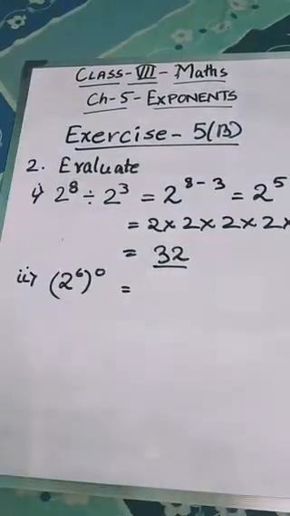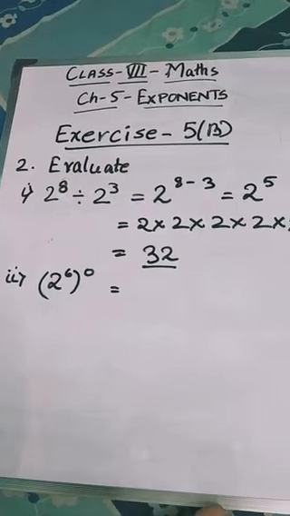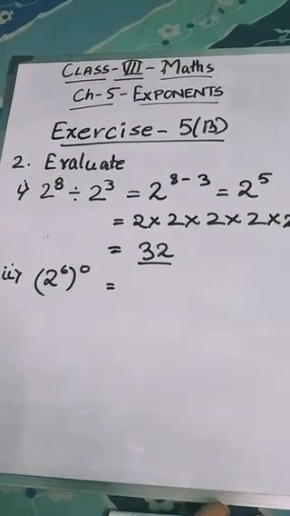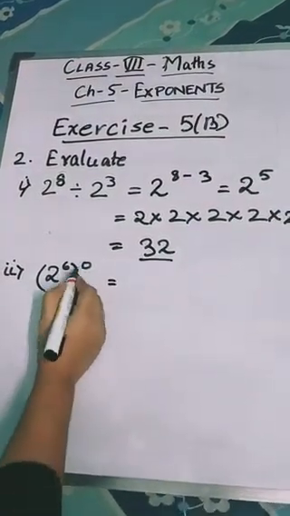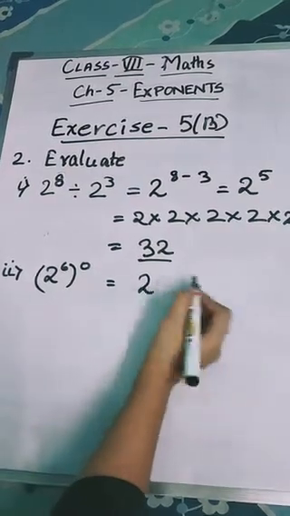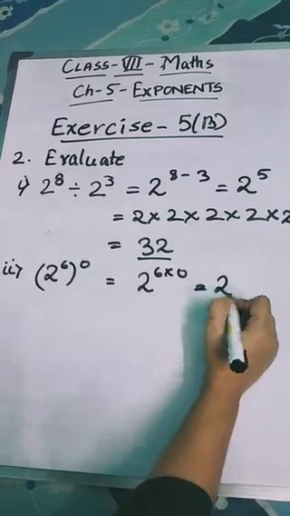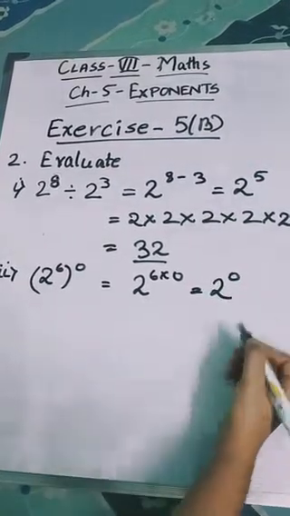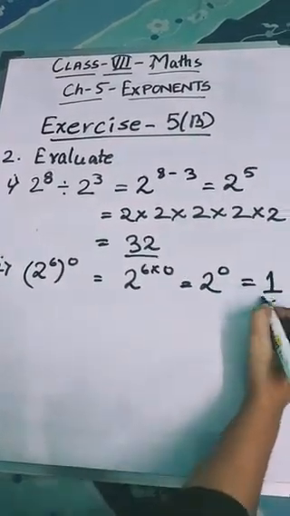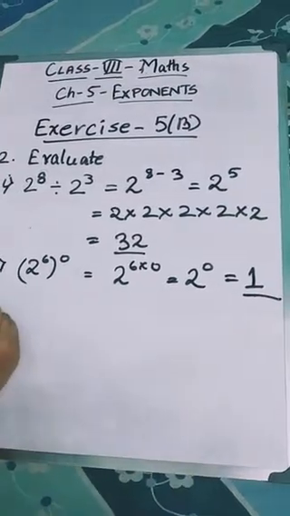Now the second question. The next question is question number 2: 2 to the power 6, bracket, to the power 0. It means 6 will be multiplied by 0 according to our rule. So it will be 6 into 0, so it will give you 2 to the power 0. Any number raised to the power 0 is equal to 1. So 1 is your answer.